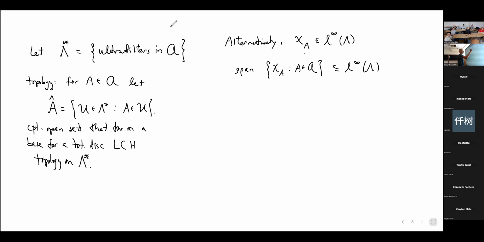So we can take its closure in the norm. And then this spectrum is okay. We call this B lambda. And this lambda star is exactly the spectrum of B lambda. And this A hat is exactly the support of this continuous function on B lambda.